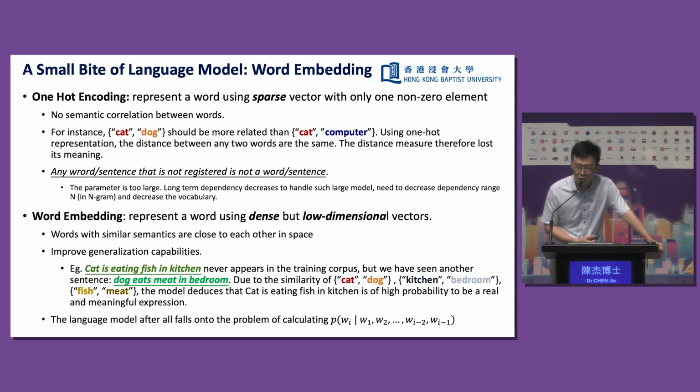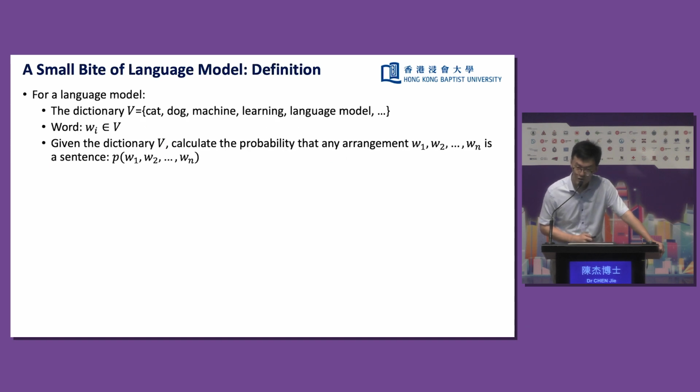ChatGPT is also a language model. It is a large language model, right? So what is a language model? A language model contains a dictionary, all right? Like cats, dog, machine, language, etc. Each word will have a vector to represent its meaning.